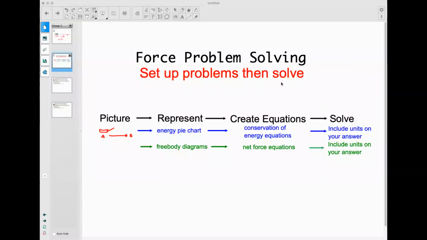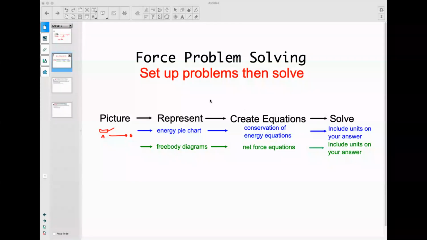Hello, in this video, we are going to learn how to do some problem solving using forces. And primarily, the approach we're going to use is the same that we have been using all year. We are going to picture the situation, represent the situation, then create the equations that we're going to use from the representations, and then we'll solve the equations.